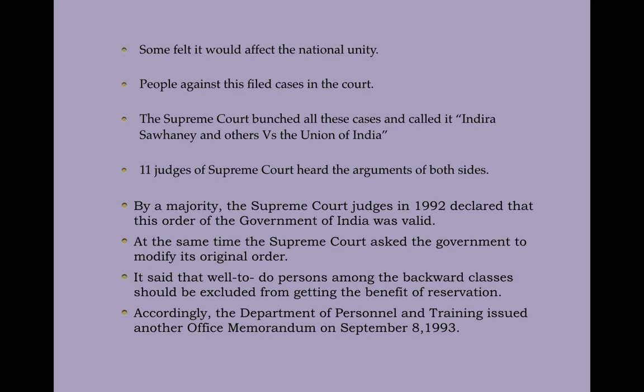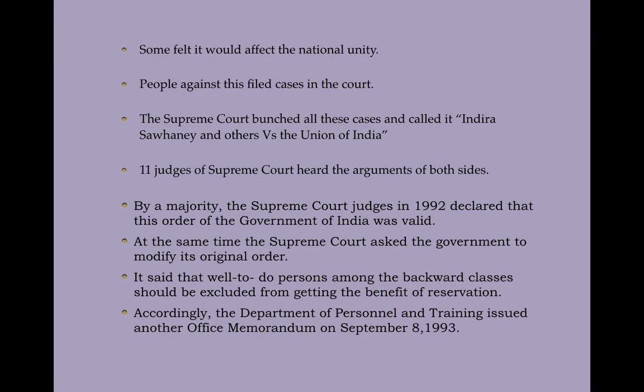And the recommendation, if you see the suggestion that was made, it was very clear. It said that well-to-do persons among the backward classes should be excluded from getting the benefit of reservation. That means among the backward classes, not all the people are poor, not all are underprivileged. There are many people from the backward classes who are educated, privileged, and rich. So those people from the backward classes who are well to do, who can sustain themselves, should not get the benefit of this 27% reservation.